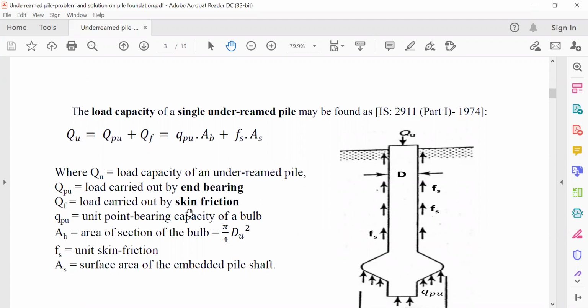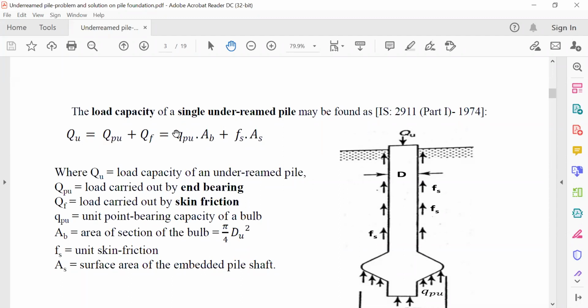So what it says is how much load is going to be taken by this bulb plus the load taken by the friction resistance along the periphery of the pile shaft. Friction resistance इसका कितना काम करता है हम लोग पढ़े भी हैं. एंड बियरिंग कितना लोड लेता है और फ्रिक्शन रेसिस्टेंस कितना लोड लेता है, दोनों मिल करके टोटल लोड स्ट्रक्चर का लेता है. So we can see this formula.